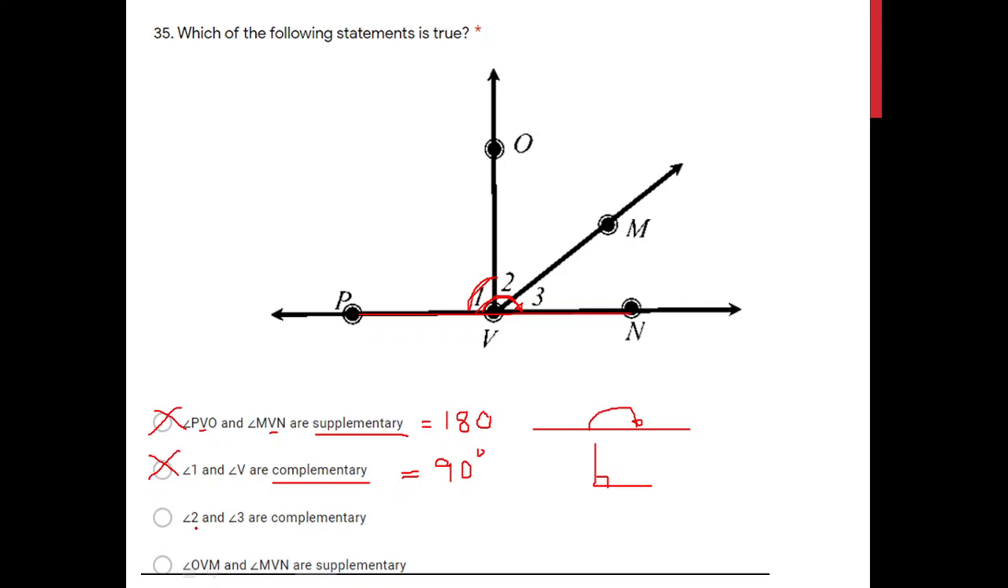Next, angle 2 and angle 3 are complementary angles, meaning if we add angle 2 and angle 3, they form a 90 degrees angle, or letter L. Let's see. Angle 2 and angle 3. It's possible, right? It forms letter L. But let's not decide on this one. Let's try to check if angle OVM and angle MVN are supplementary. Supplementary again meaning 180 degrees. So let's see.